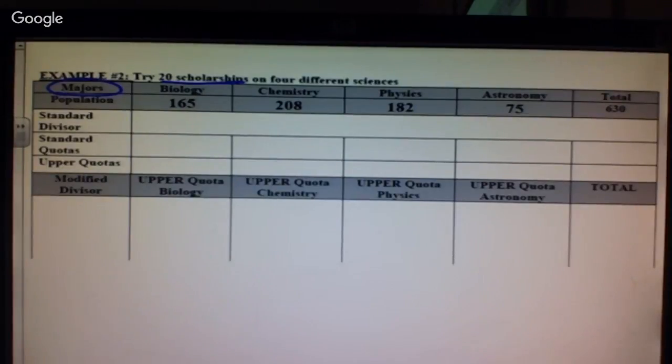Okay. So I need to find a standard divisor. What divided by what? 630 divided by 20, and it's 31.5. Okay. So that gives me 31.5. That's people per scholarship. Okay. Remember, you did your total pot, so that represents people, divided by your number of seats, and your seats represented scholarships. So people per scholarship.